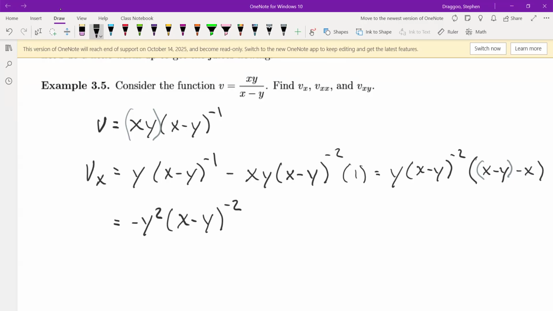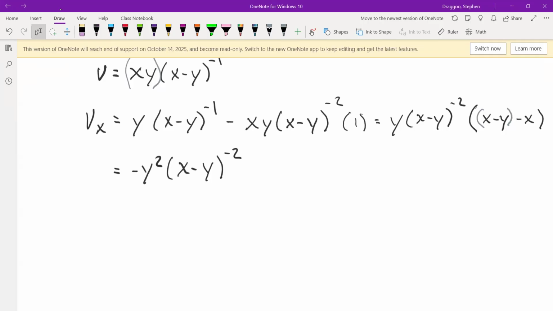And then my straight second x partial derivative is going to be a lot nicer now. So v_xx is, well, y squared is now just a function of y, which means I get to treat it like it's a constant right now. This only has one x factor in it, so I no longer need my product rule. I just need to bring down a negative 2. So this will become 2y squared times (x minus y) to the negative 3 times 1. Cool, and that's my second x partial.